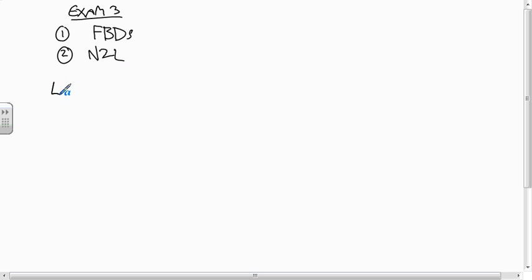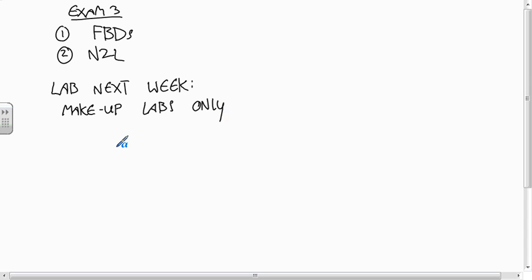And then lab next week is makeup labs only. You're always welcome to come to lab if you have questions. I guess that doesn't make as much sense for the night class because the first lab on Monday is after the exam, but you're welcome to come to any lab time and work on problems and ask questions. But besides that, if you don't have a makeup lab that you want to do, then you can just skip lab next week.